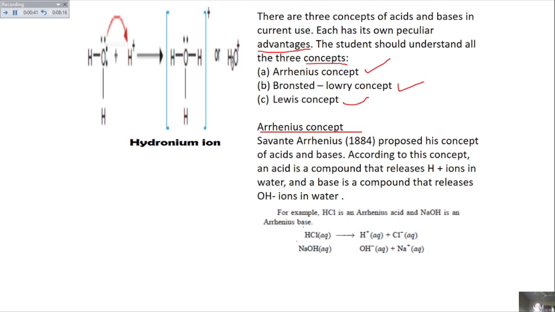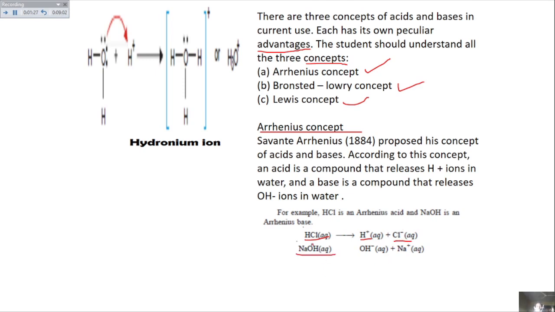When we're talking about the Arrhenius concept, according to Svante Arrhenius, who in 1884 proposed this concept of acid and base, an acid is a substance that releases hydrogen ion, H plus, in water. And a base is a compound that releases hydroxide ions in water. A good example is what we have here. For example, HCl is an Arrhenius acid, while sodium hydroxide is an Arrhenius base. Because when you have HCl in water, it produces hydrogen ion as the only positive ion, and it produces chloride ion as the corresponding negative ion.